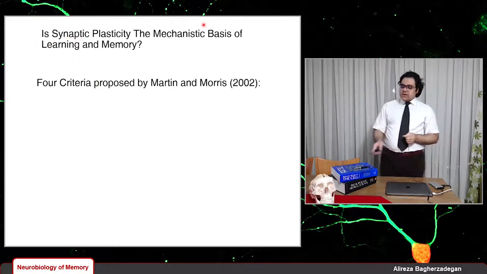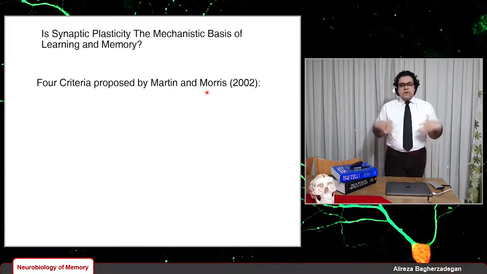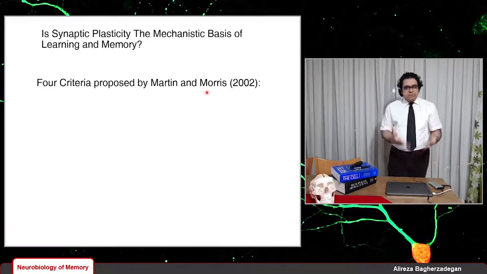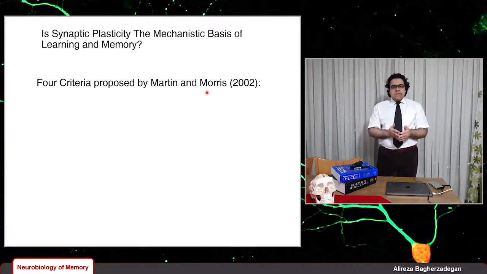Scientists then asked a question after all of these discoveries on the molecular mechanisms underlying synaptic plasticity. Is it really true that synaptic plasticity is the underlying mechanism, or the mechanistic basis, of learning and memory? Well, it's a very thought-provoking question. I first encountered this question in a book called From Molecules to Networks. It's an introduction to cellular and molecular neuroscience.